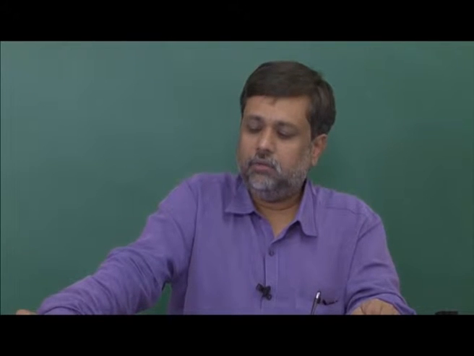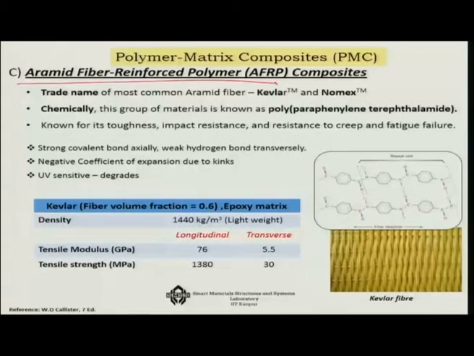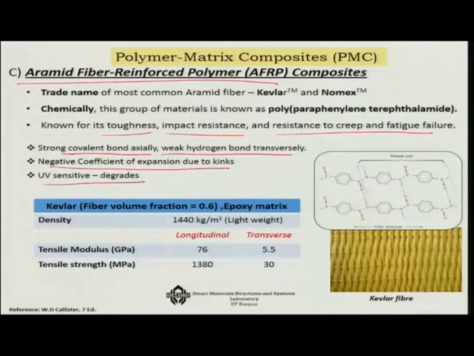This is very much known for its toughness, impact resistance, resistance to creep and fatigue failure. The reason for its high strength is the axial covalent bonds, however it is very anisotropic. It has weak hydrogen bonds in the transverse direction, and it has a negative coefficient of expansion due to kinks. That is another interesting point you have to keep in mind while designing, and it is UV sensitive. That is a little bit of a negative side of it, that it degrades under UV exposure.